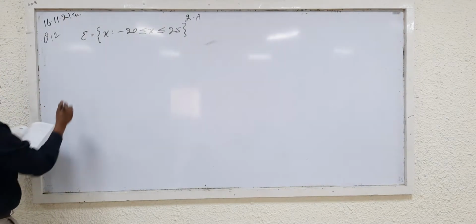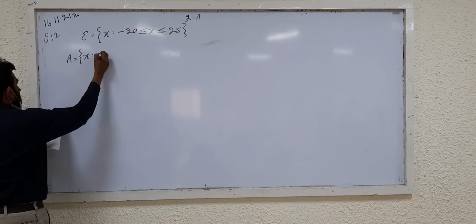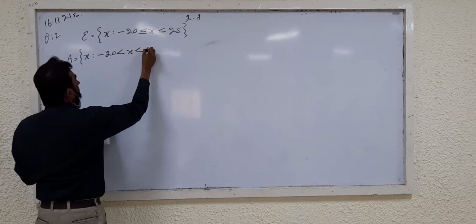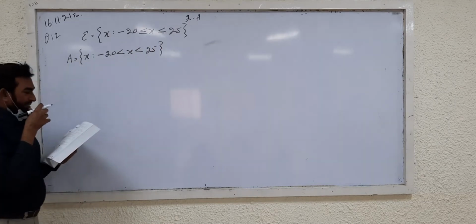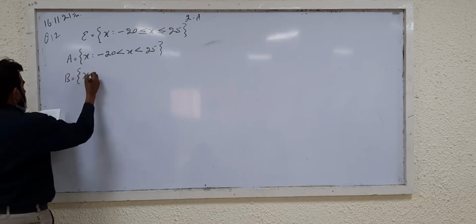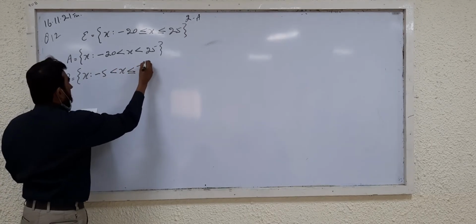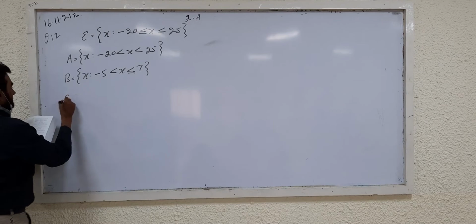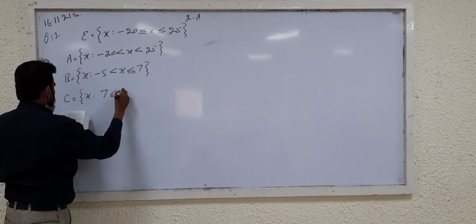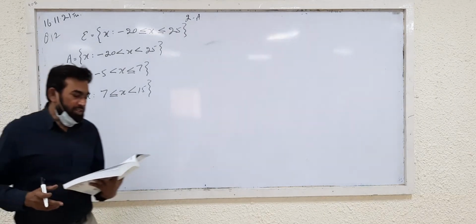Then the set A is equal to x for x, minus 20 less than x and less than 25. This is the set A. Now set B. Set B is x for x, minus 5 less than x less than or equal to 7, and then set C is for all members up to 15. These are the elements which are present in each set.